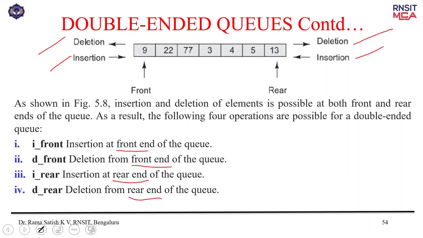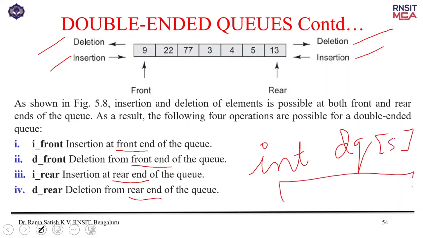In fact, a double-ended queue is nothing but an array. You initially write it as int dq[5], where a 5-cell array is created. On one side you have the front, on the other side you have the rear. At the front and rear, you can insert and delete. In the same way you can insert and delete at the rear end.